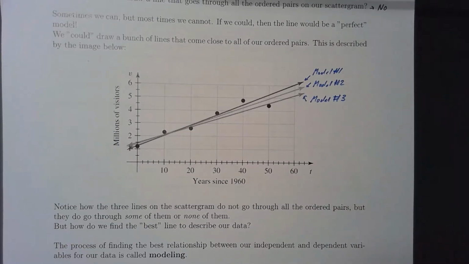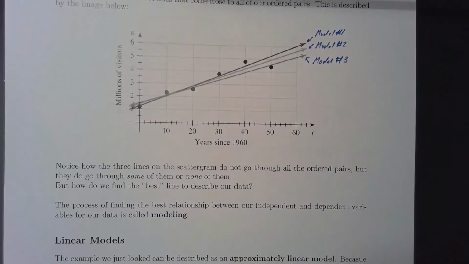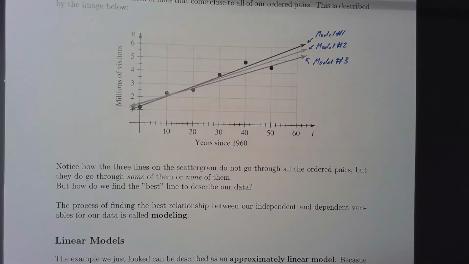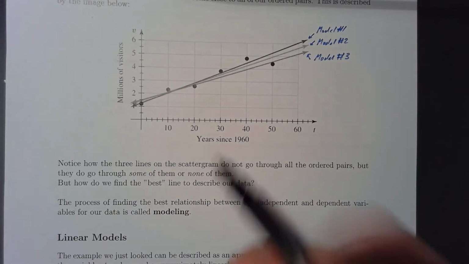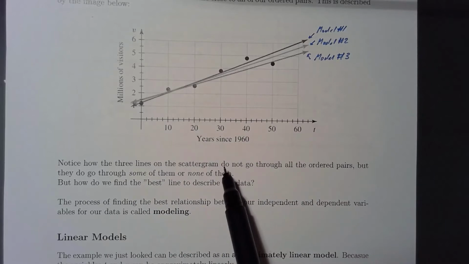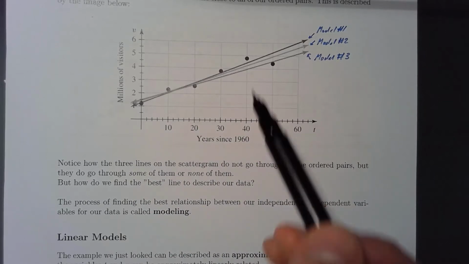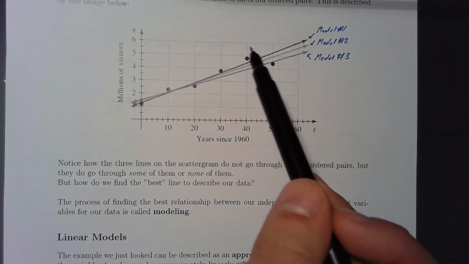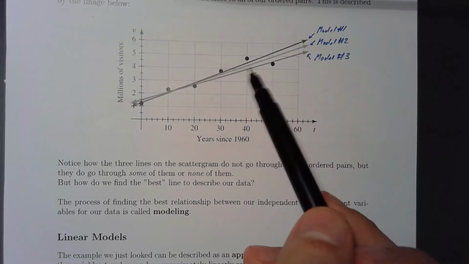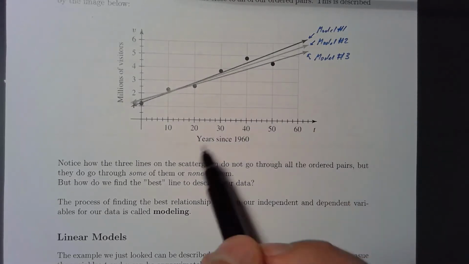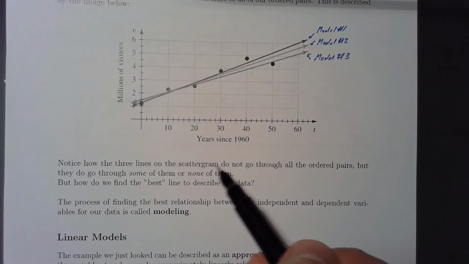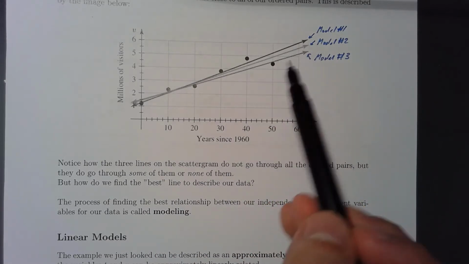I want you to notice something here. Notice how these three lines on the scattergram do not go through all the ordered pairs, because I already said that's impossible. These ordered pairs don't form a straight line. But they do go through some of them, or none of them.